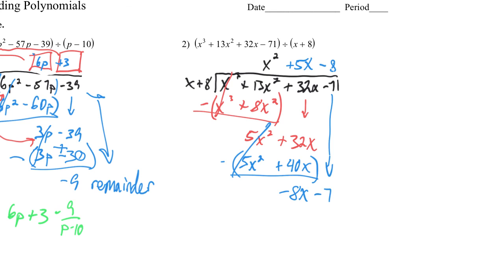So negative 8 will get distributed into the x plus 8. So negative 8 times x is negative 8x. Negative 8 times 8 will be negative 64. And then we subtract. So negative 8x minus negative 8x will cancel. Negative 71 minus negative 64. That double negative is going to turn this to a positive. So negative 71 plus 64 is what you're looking at. So we have negative 7. So there's our remainder.